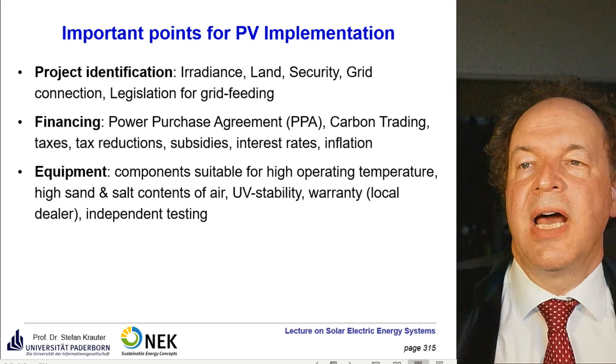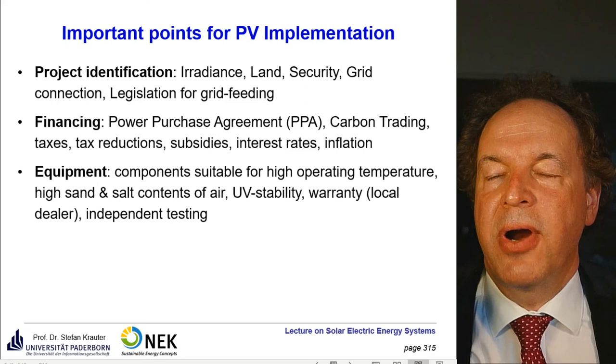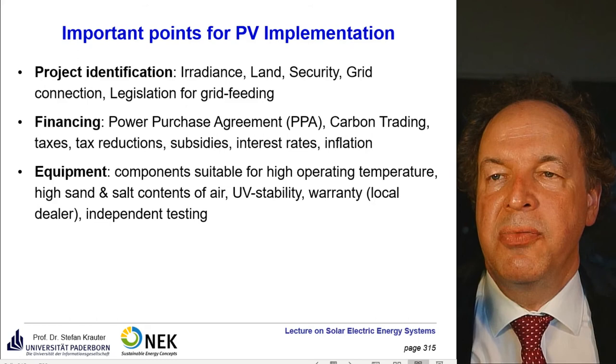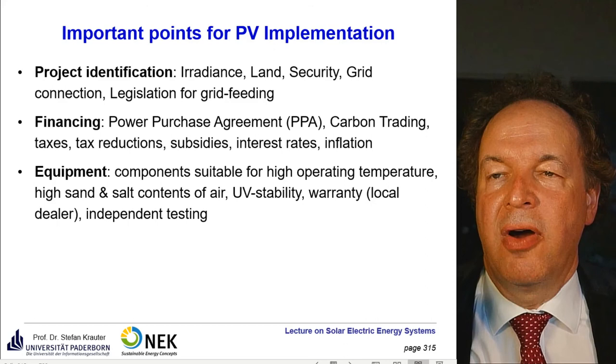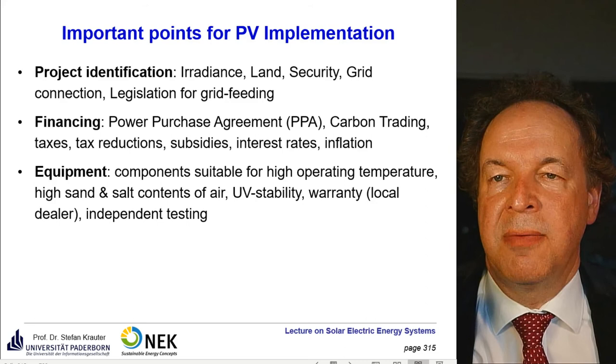Equipment: the components have to be suitable for high operation temperatures, high sand and salt contents of the air, UV stability is really a problem, and a warranty. And the warranty has to be given by a local dealer. It doesn't help you a lot if you have a warranty in China and you have to dismantle all your modules and ship them to China. This is usually almost as expensive as buying new ones.